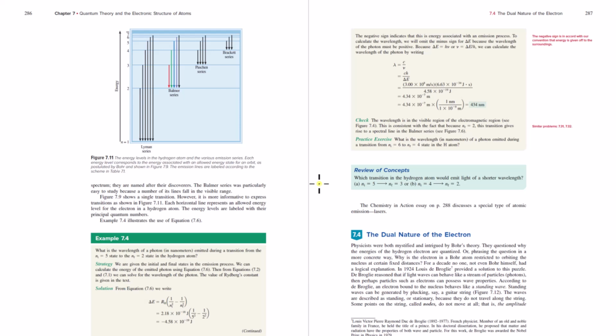But this method didn't work for multi-electron atoms. And furthermore, it also didn't explain the why. If you think about it, you're predicting the emission spectrum of the hydrogen atom, and that's fine, but where do these orbitals come from? Why are they quantized like that? How do you predict the shape of the orbital?